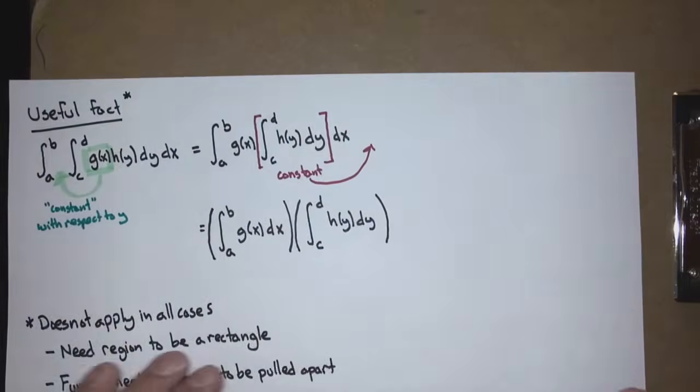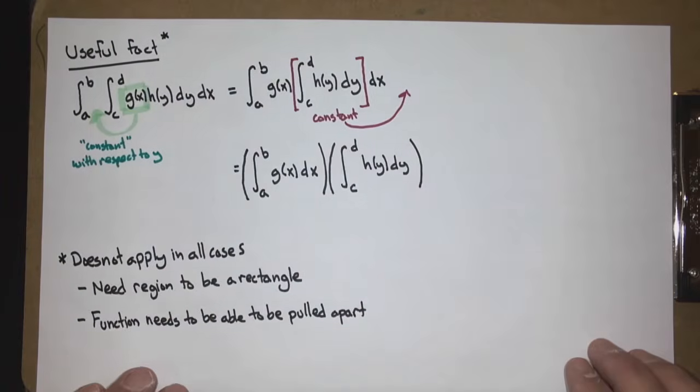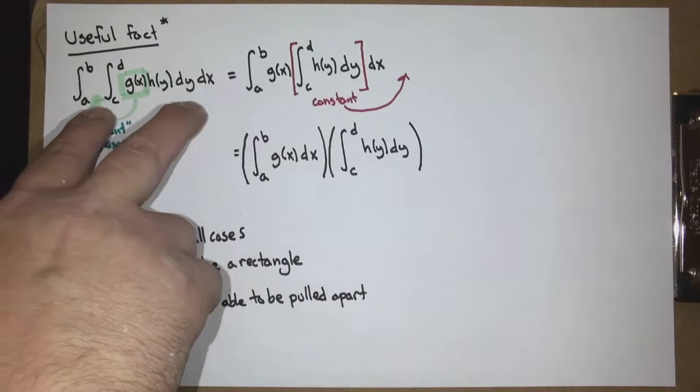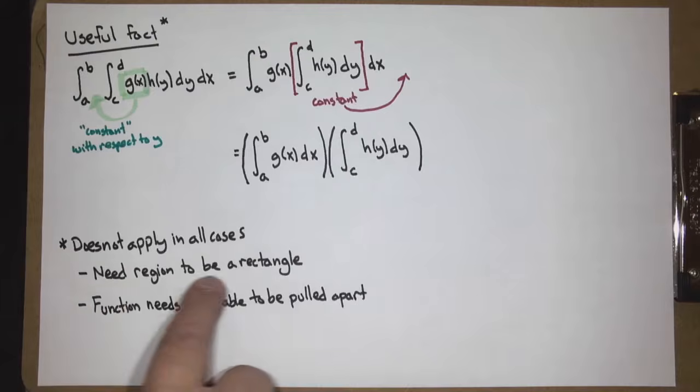Before we do that, there was one slide I couldn't finish from last time. There's a useful fact that I will from time to time pull out, and I just want to explain why it works. This is for integration over rectangular regions. If you're integrating over a rectangle, so x goes from A to B, y goes from C to D, your region needs to be a rectangle. If it's not a rectangle, you can't use what we're about to do.